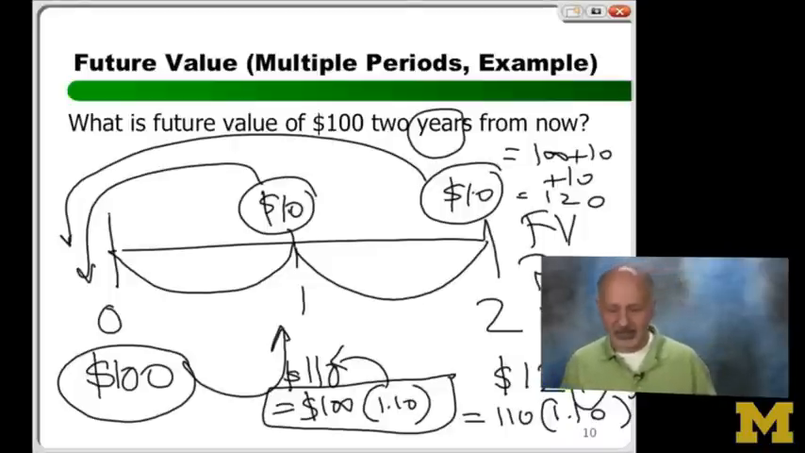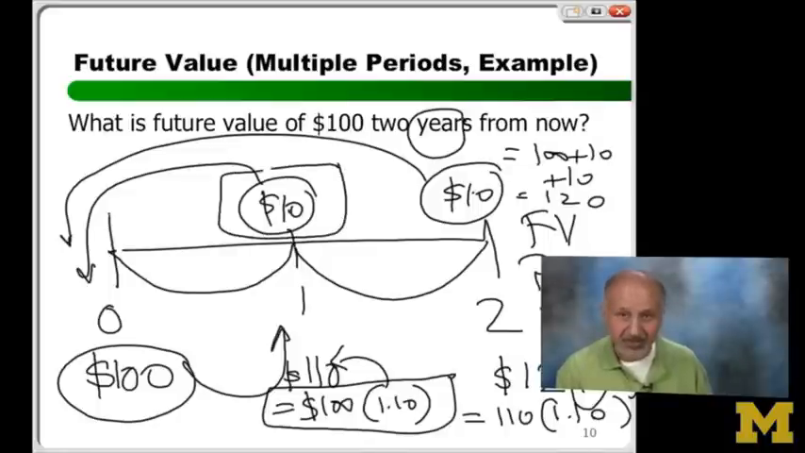The answer is very simple. What we have ignored in all this is this $10, which was not here, is added here, and will also earn interest over the second period. And what is 10% of $10?